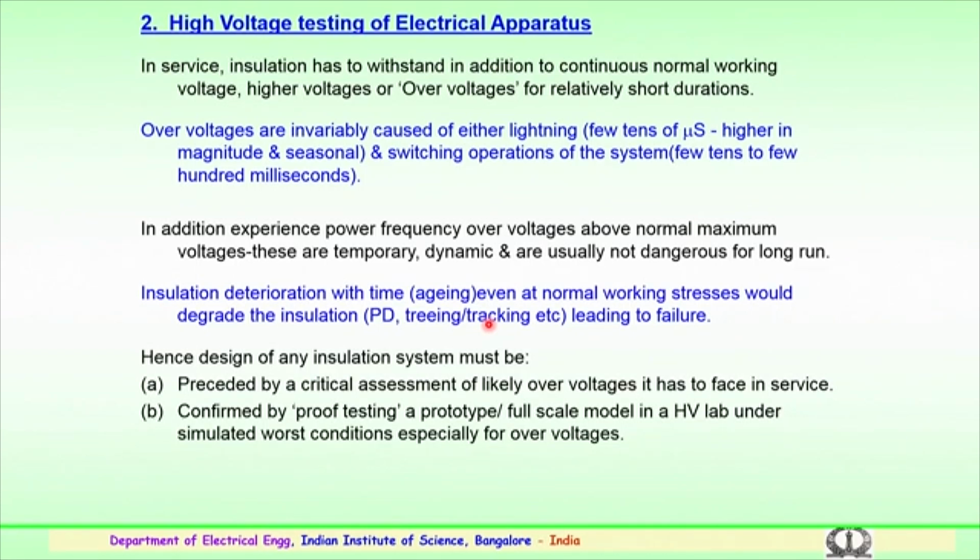So, important is hence the design of any insulation must be preceded by a critical assessment or testing for over voltages which it has to face in service, both lightning and switching surges. These have to be confirmed by the proof testing in the laboratory. The proof testing could be a prototype or a full scale model under worst simulated conditions, particularly for over voltages and also for contamination studies or the pollution studies, which we have stressed.